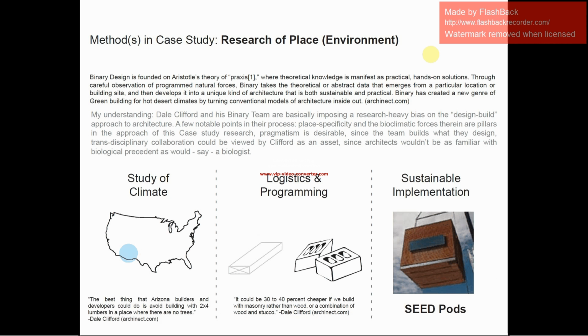And then the second portion of his process looked into logistics and programming. He specifically analyzed the material comparison between the cost of masonry or wood, and then he even cited what a lot of us could attribute to Frank Lloyd Wright, using local materials, not just for the aesthetic purpose, but also for logistical purposes and making it cheaper than delivering something from overseas or across the country or wherever it might be.